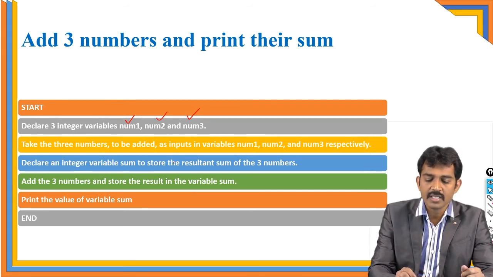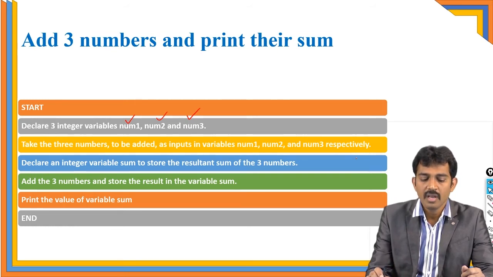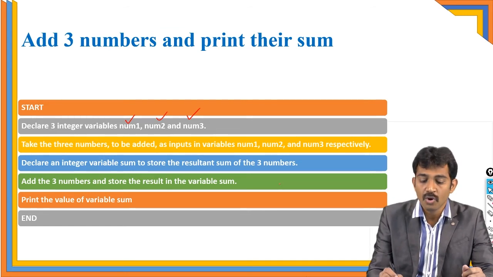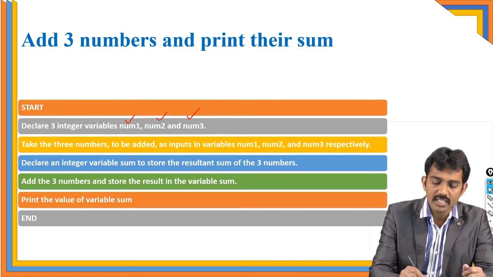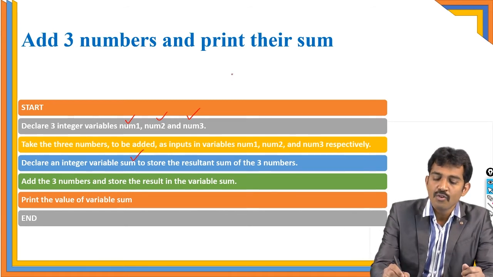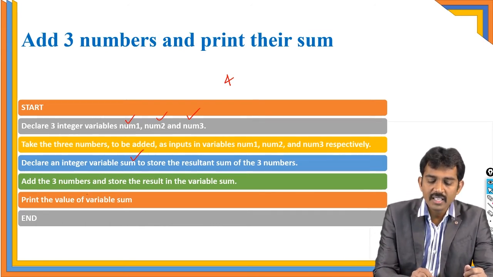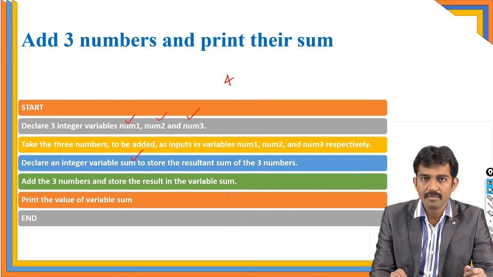Take the 3 numbers to be added as input variables num1, num2, num3 respectively. And declare the integer variable sum and store the result. So here you require one more variable. What is that? The sum variable. That means 4 variables are required. Yes or no? They require 4 variables. And add the numbers and store the result in the variable sum.